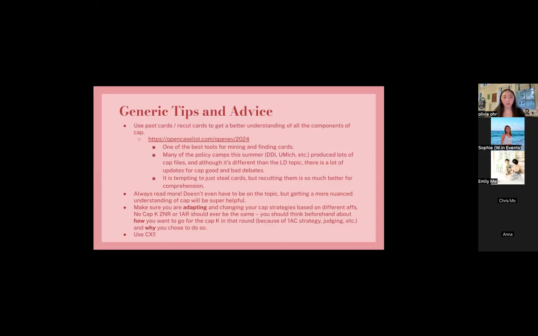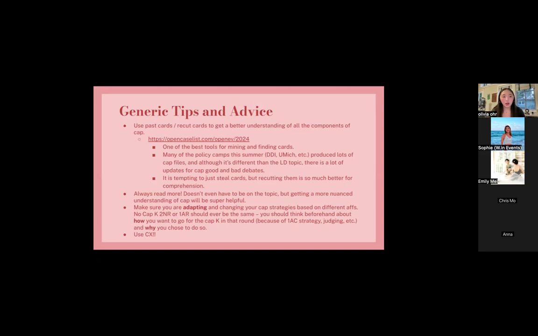There's also a lot of diversity for impacts that you can read. So, the thing I talked about above about throwing off people by not just reading warming, you could take some of these cards. Even though it's tempting to steal cards, I think recutting them is so much better for comprehension. It gets ingrained into your understanding of it, so you get better at explaining and going for it without having to pre-write the entire 2NR or 2AR. I think this applies to debate writ large, but always read more. It doesn't always have to be about the topic, but getting a more nuanced understanding of what capitalism is is super helpful.